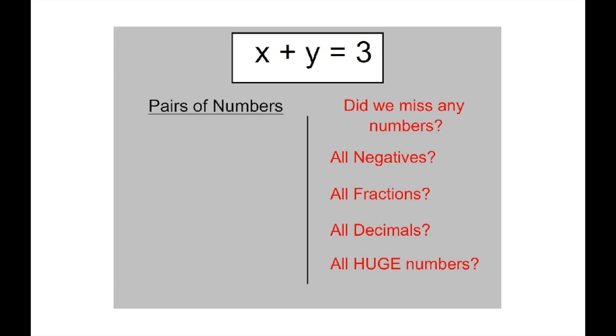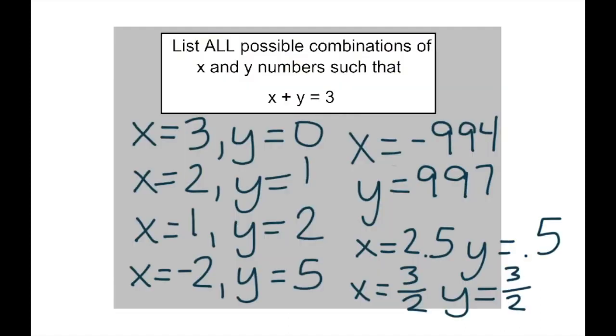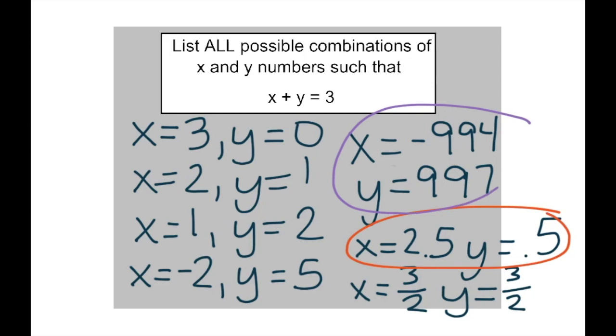So let's think about all the pairs of numbers that we had. And we were just looking at these right here. We had 3, 0, we had negative 2, 5, 4, negative 1, negative 3, 6, 2, 1. And then at the beginning, I also had some crazy ones. I had some decimals right here. I had some big numbers here. I had some fractions here.